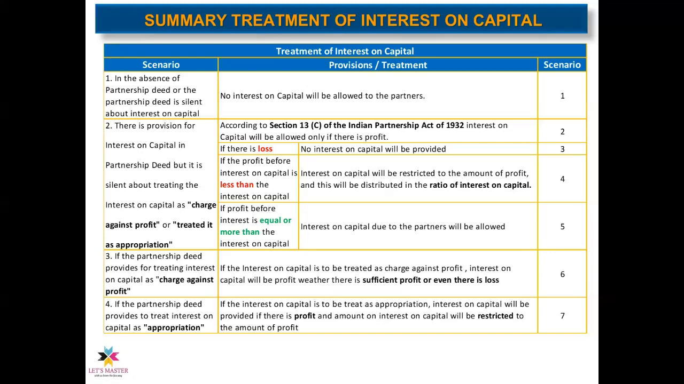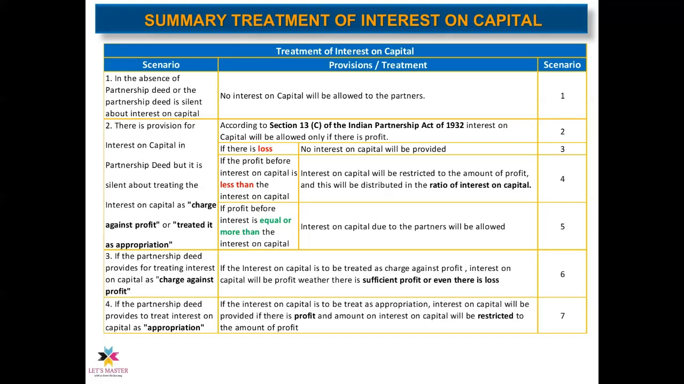And how this deficit of 6,000 will be met up, or how this gap of 6,000 between the amount due to partners as interest on capital and the profit earned by the partnership firm, how this gap would be bridged, that is something we will discuss on the subsequent slides. Now, the last point.